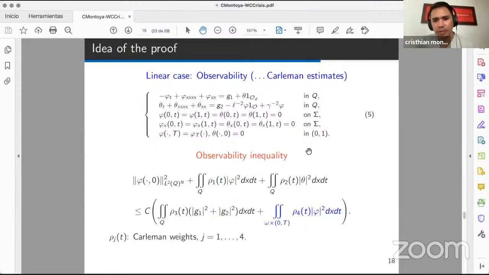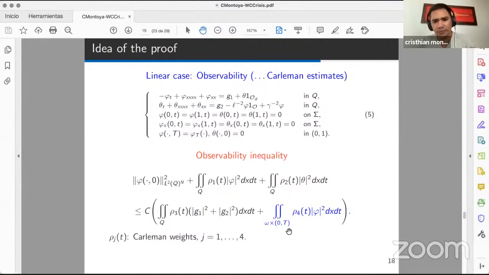Okay, in this talk I don't explain the Carleman estimate. There are several experts in this topic in the seminar, but essentially the important thing is this, in blue color. That means that we can make an observability inequality, observing exactly only one state, the first state associated to the observability system. Okay, the different rows are Carleman weight functions.